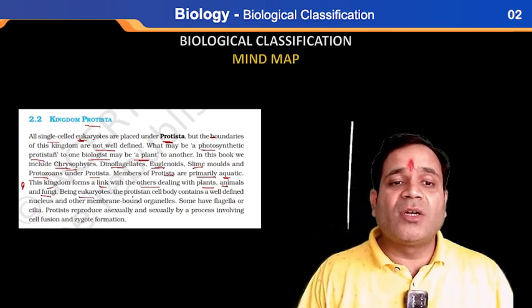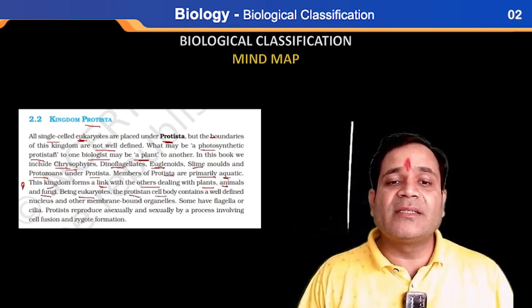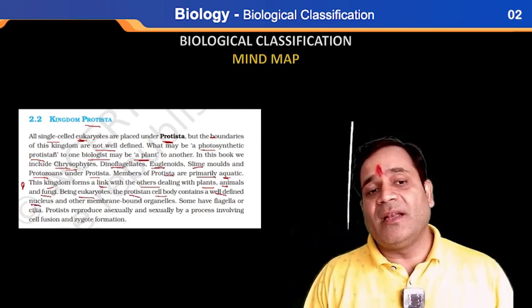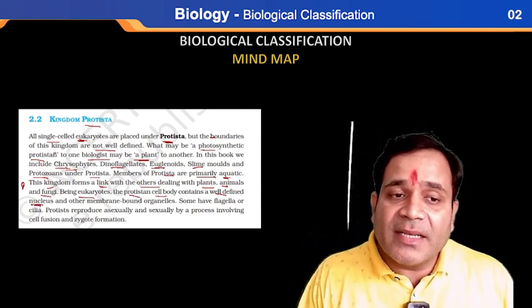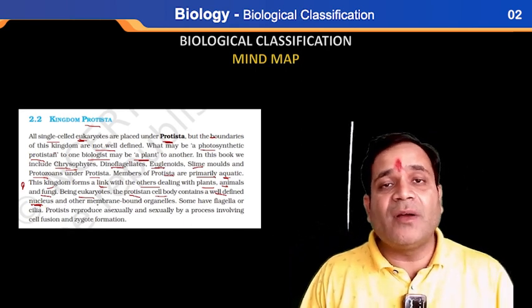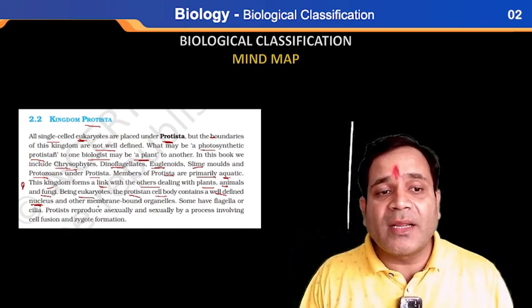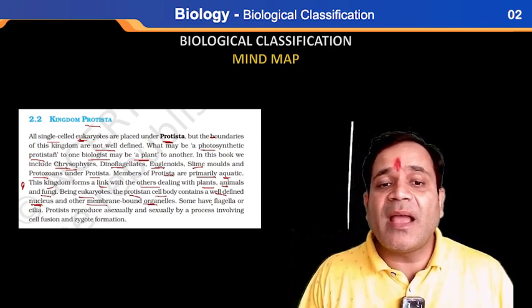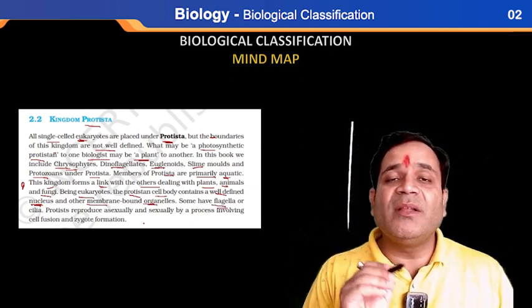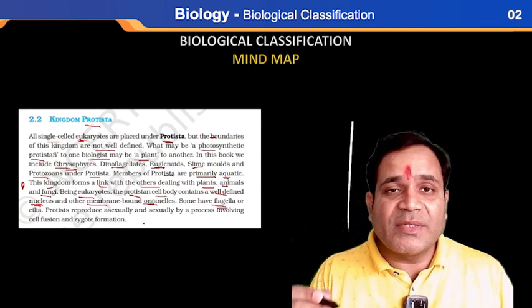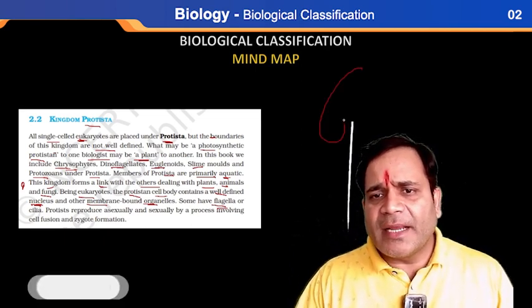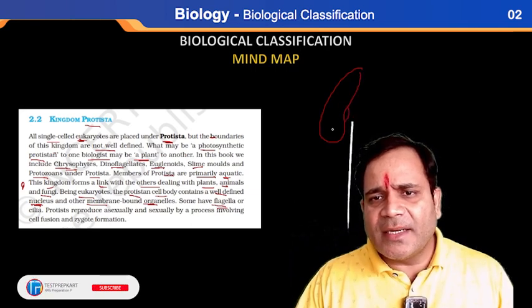Being eukaryotes, the protist cell body contains a well-defined nucleus. If I'm saying a well-defined nucleus, it means they also have membrane-bound organelles. Some have flagella. Flagella help in locomotion, my dear, or you can say cilia. See this diagram, which I saw in NCERT, is also given.